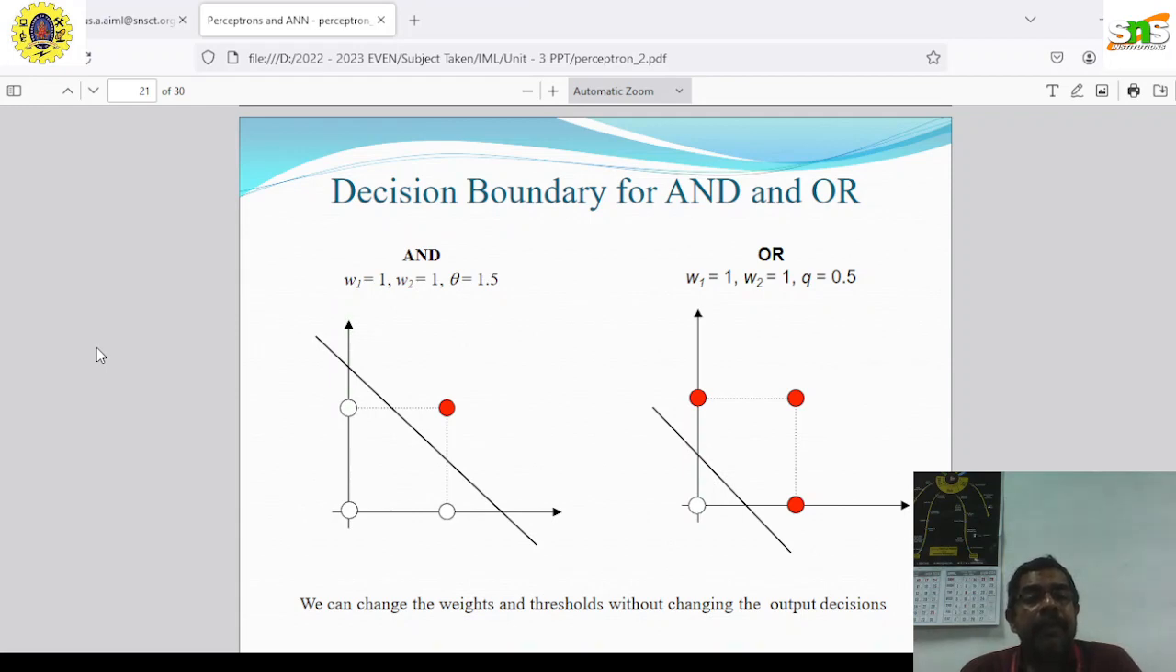So W1 equals 1 and W2 equals 1, and the theta value is 1.5. That has been derived from the graph. So we have to change the weights according to the threshold also. Now for the OR operation, W1 is 1, W2 is 1, and the value of theta seems to be 0.5.